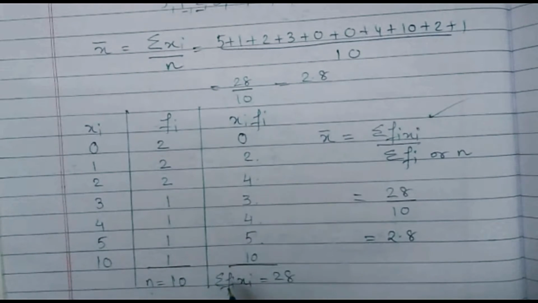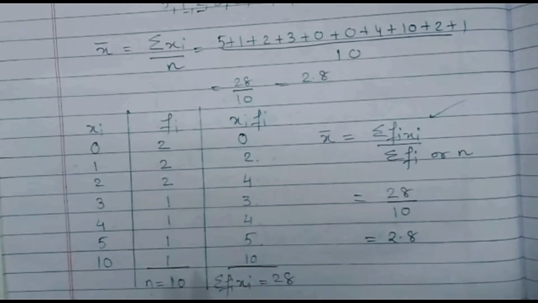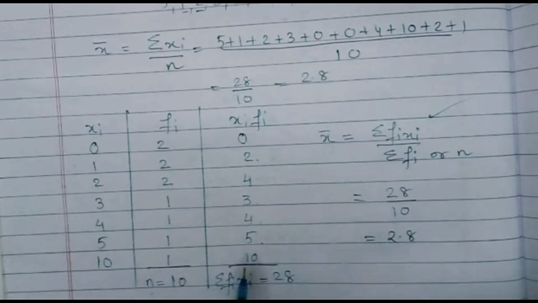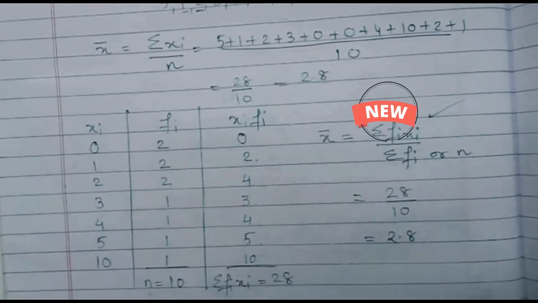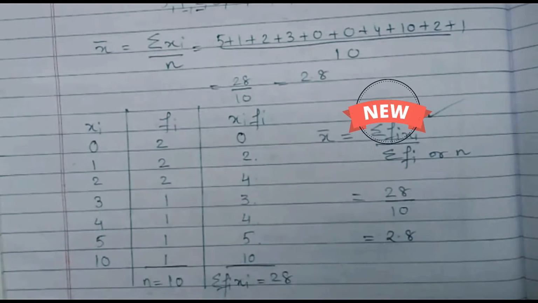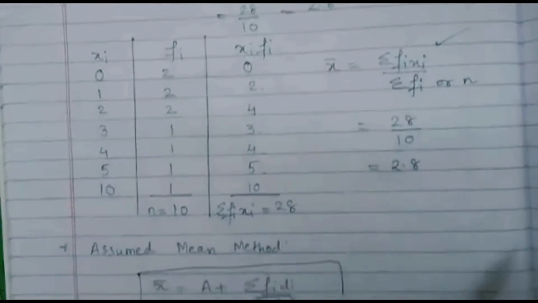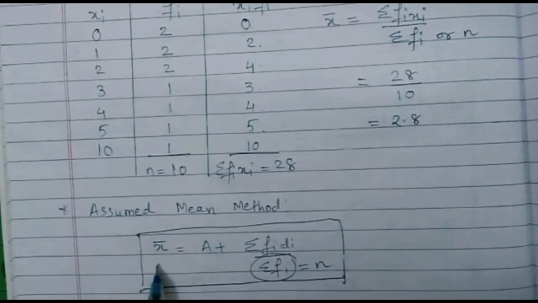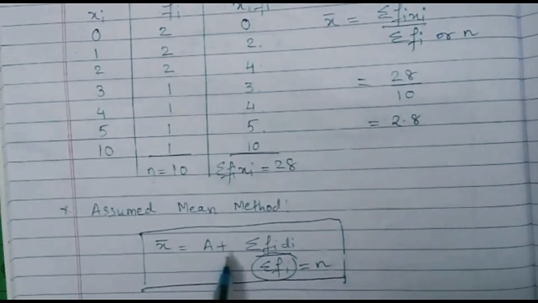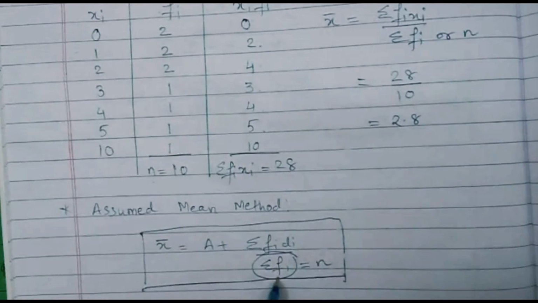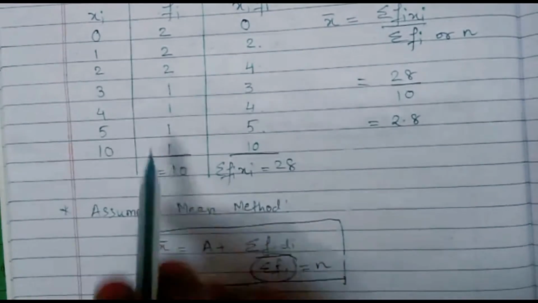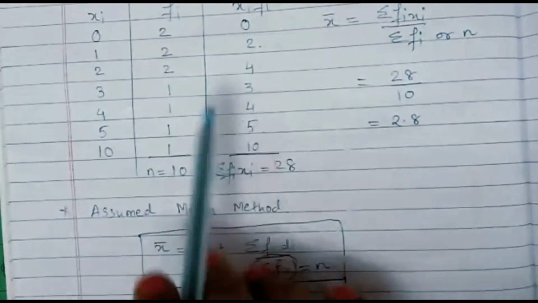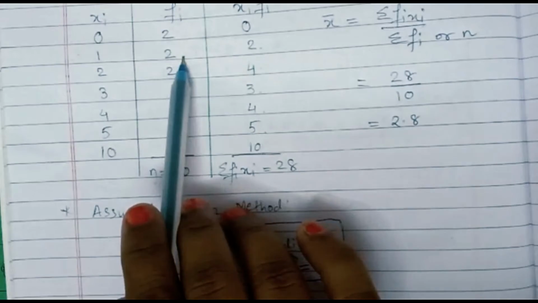And so for getting rid of such tedious and time consuming methods, we need to learn a new method that is called the assumed mean method. Now what is this assumed mean method? Assumed mean method means x bar is equal to a plus sigma fi di upon sigma fi, which is equal to n. So here we will make a different table from this simple or direct method.